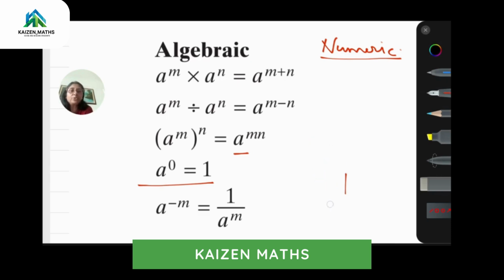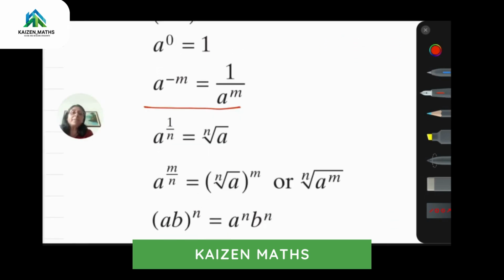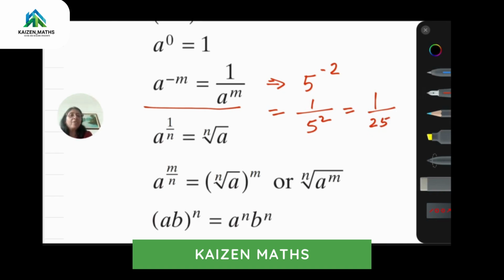चलिए अब next rule. What is our next rule? Next rule is negative, right? Negative power means reciprocal. So if we will write here 5 raised to the power negative 2, right? So 5 raised to the power negative 2 can be written as 1 upon 5 raised to the power 2 and that can be written as 1 upon 25. Isn't it easier? Okay? Now comes to next rule. What is our next rule?